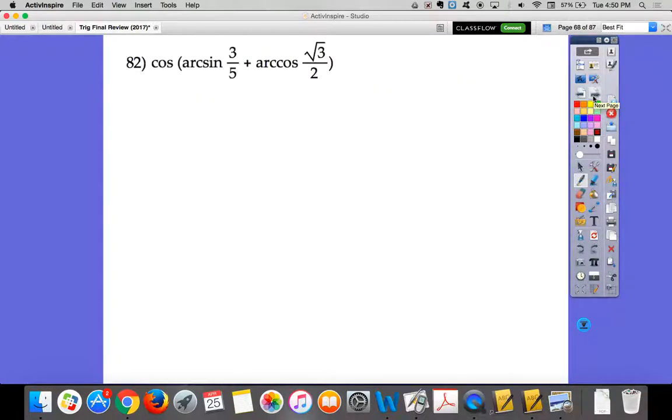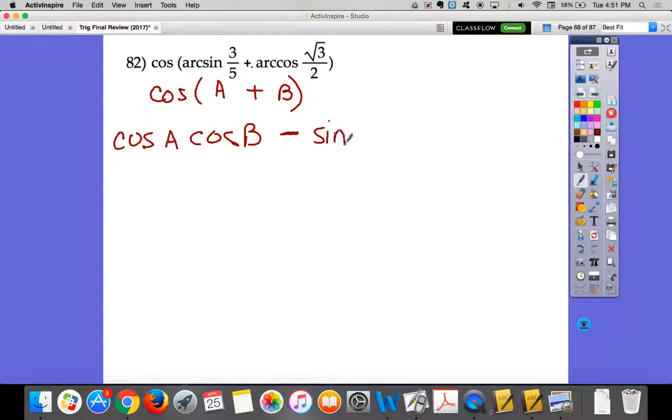Okay? So on number 82, this is the same idea. Think of it like this. Cosine of A plus B. So you're using your expansion rule, your sum rule. Cosine, cosine, sine, sine, sine. So we're going to do a cosine of A, and then we're going to do cosine of B, and it's going to change. And then we're going to do sine of A, sine of B. But when we do A, we're going to do this picture right here. And B is this right here.